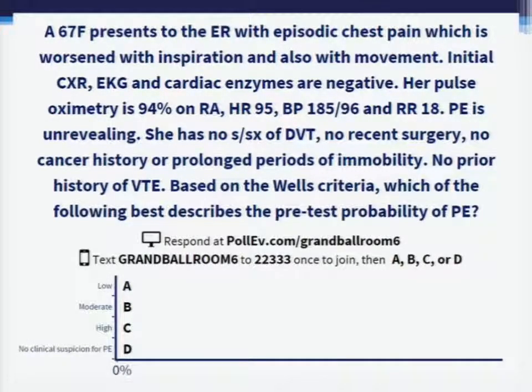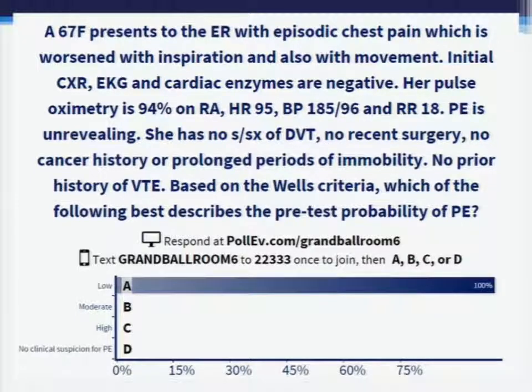So here's a question for you. This is a 67-year-old female who comes to the emergency room with episodic chest pain, which is worsened with inspiration and also with movement. Now, her initial EKG and chest x-ray and enzymes are negative, and her pulse oximetry shows that her sats are 94% in room air. Her blood pressure is a little bit high, 185/96, and her respiratory rate is 18. Her physical exam's unrevealing. And here's the clincher.